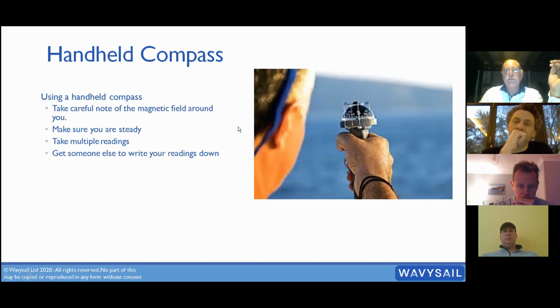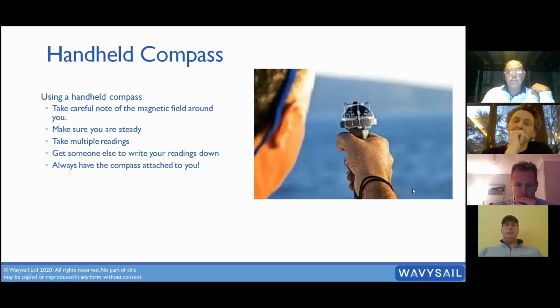Get someone else to write your readings down. Because if you're doing something like a 3-point fix, the quicker you can do it, the more accurate it's going to be, remembering that the boat is still moving while you're doing it. So having somebody else write them down, rather than shooting one, putting it down, writing notes, picking it up, shooting the next, you can go from sight to sight to sight very quickly.